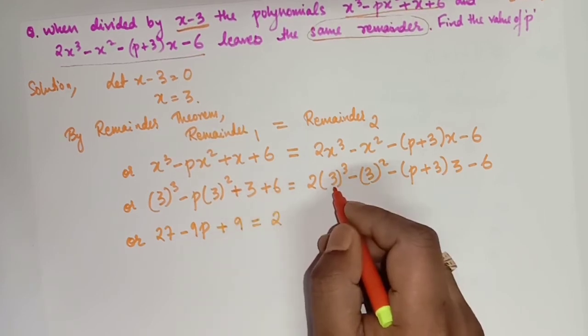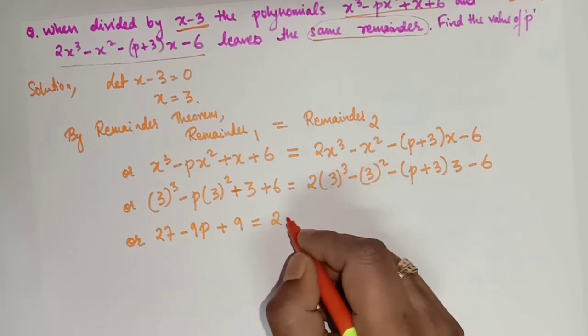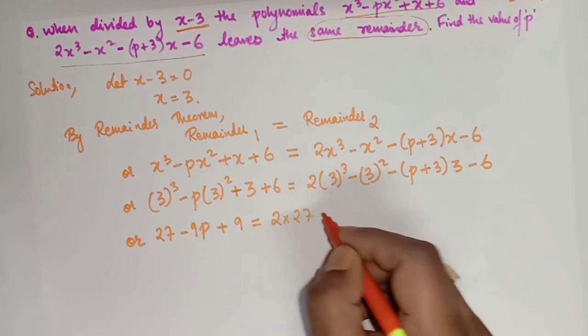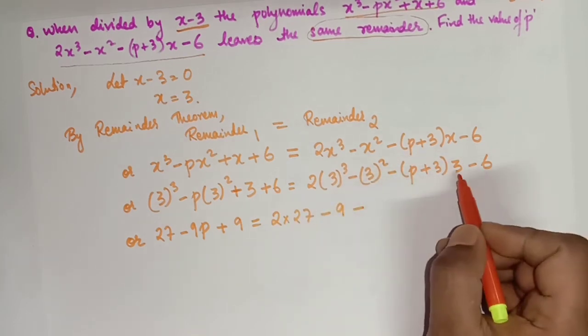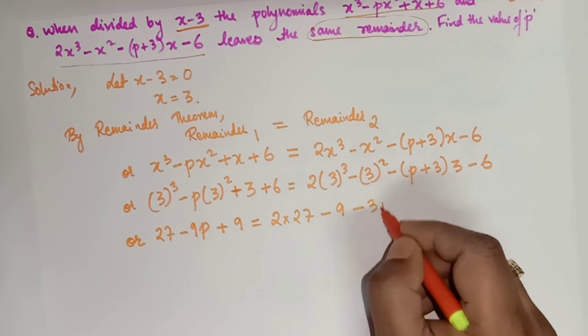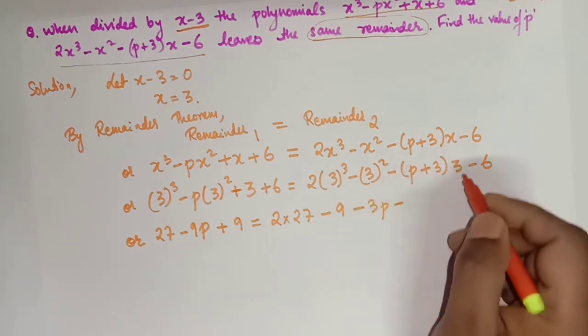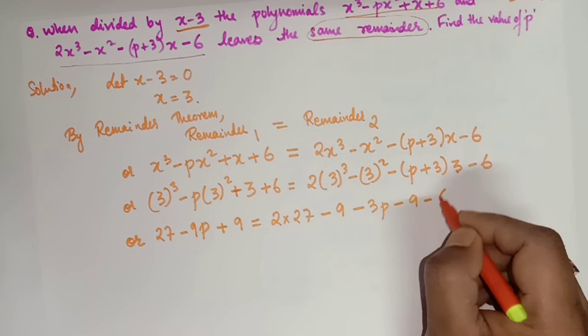3 cube. 3 cube means 3 into 3 into 3. So it's 2 into 27. Minus 3 square. 3 square is 9 minus. So now I am multiplying this 3 into p, 3p. So minus plus is your minus. 3 3s are 9 minus 6.